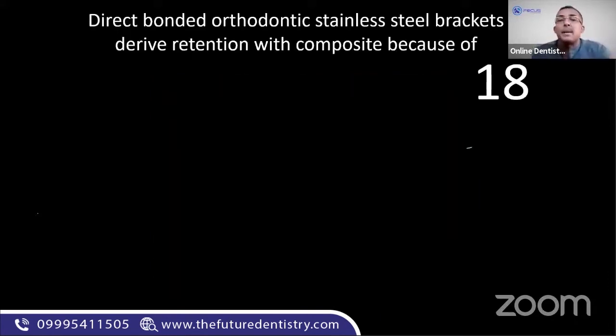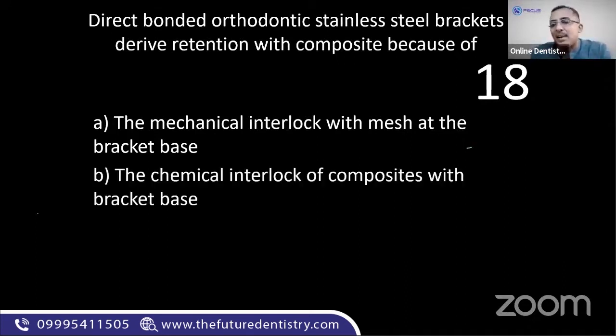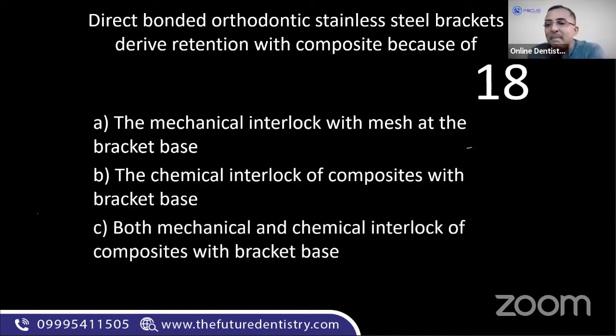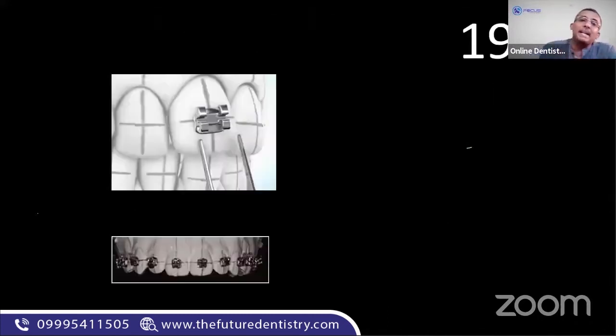Before going to that, there's question number 18. Direct bonded orthodontic stainless steel brackets derive retention with the composite because of the mechanical interlock with the mesh at the bracket base. Yeah, that is actually the correct answer. It's just a mechanical interlock with the mesh. There is no chemical interlock, no mechanical and chemical interlock, no biological interlock. It's just a mechanical interlock. Question number 18.